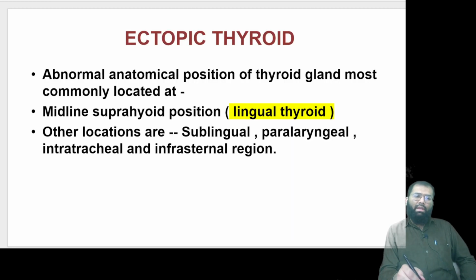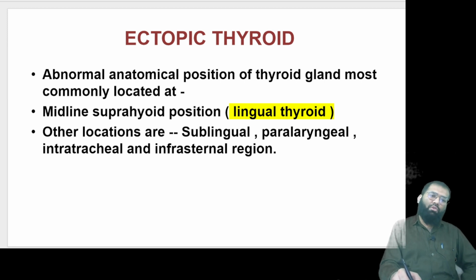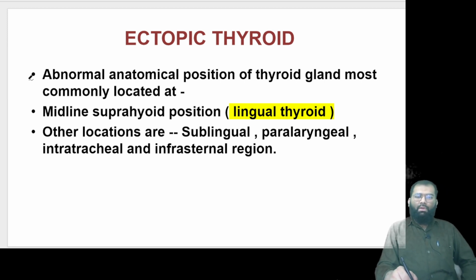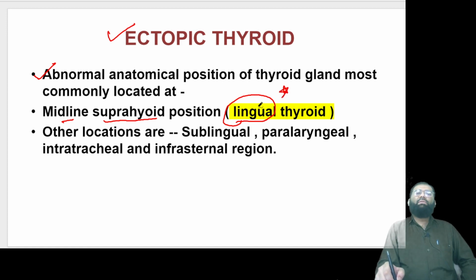Now we come to the next important topic, which is ectopic thyroid gland. So what do you mean by ectopic? We have seen the meaning, that is abnormal anatomical position of thyroid. And what is the most common location? Again, the midline suprahyoid position, that is called lingual thyroid. We have seen the migration of thyroid from the tongue, from the foramen cecum region, down to the actual thyroid region of the neck.